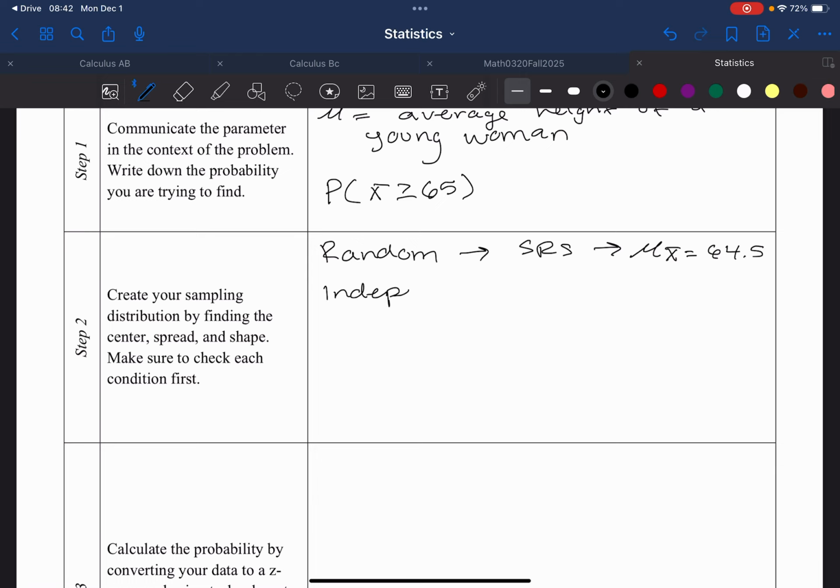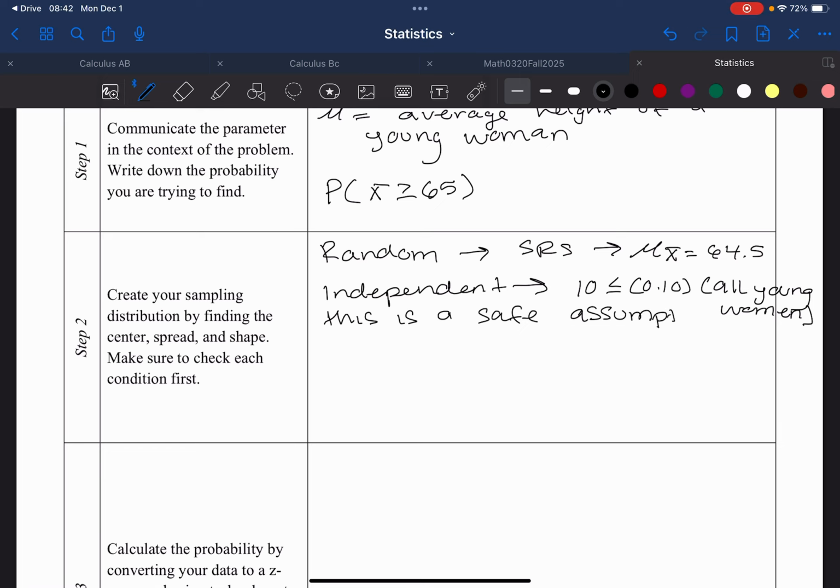Okay, independent: we're checking the 10% condition. So 10 is less than or equal to 10% of all young women, which is a safe assumption. So we'd say this is a safe assumption, which implies that sigma of x bar, which is equal to sigma over the square root of n, is equal to 2.5 over the square root of 10, which is 0.791.